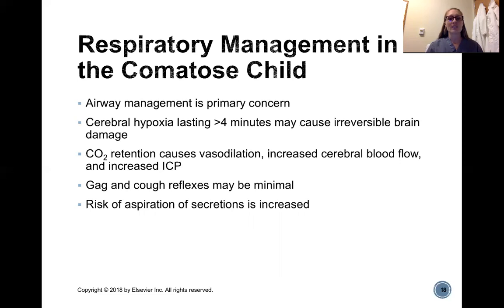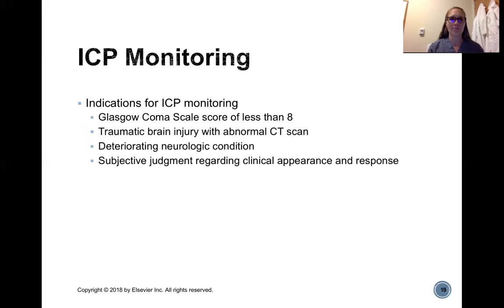CO2 is going to increase the cerebral blood flow. So if we have a child who is deprived of oxygen and has an increase in CO2, we're going to then have more blood flow to the brain, which is going to increase our intracranial pressure, which is not what we want, right? So we also are at an increased risk of aspiration of any secretions that might be present, just because their gag and cough reflexes are probably going to be minimal at this point in time.